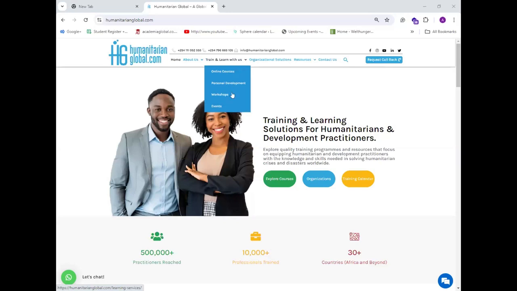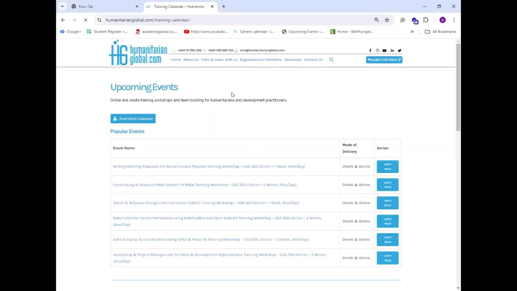We do have a couple of things starting from next week, and where you can access them. We do have the workshop. We normally have a 1 week training workshop. Among the upcoming ones next week, one of them is going to be writing proposals for donor-funded projects, a training that is going to take place within a period of 1 week. That is an online training.